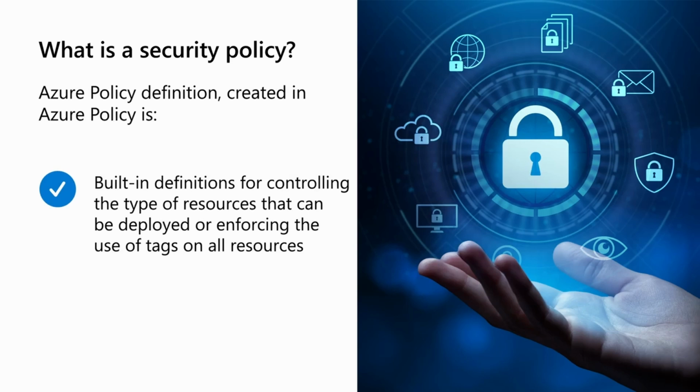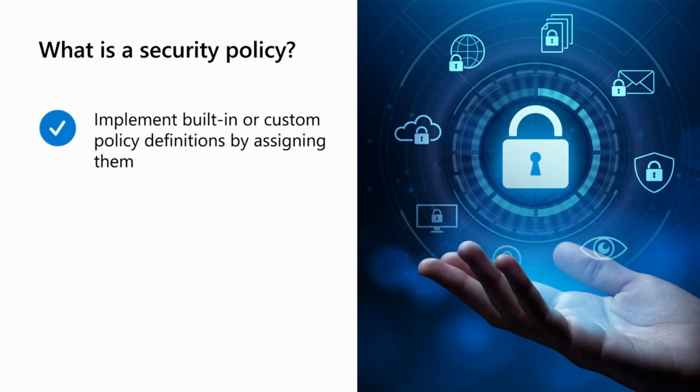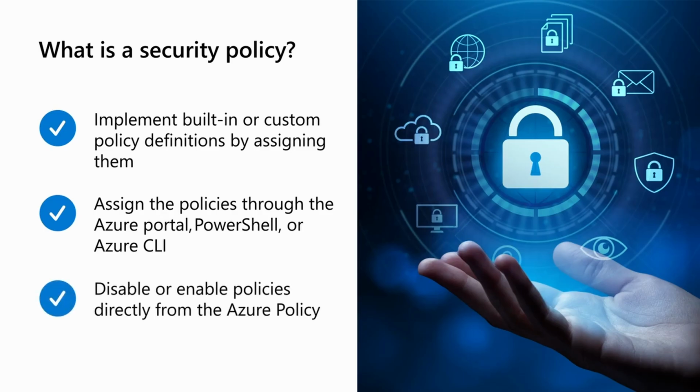Azure Policy provides some pre-built definitions for common scenarios, but you can also create your own custom policy definitions to fit your specific needs. To put these policy definitions into action, whether they're built-in or custom ones, you'll need to assign them. Assigning policies can be done using the Azure Portal, PowerShell, or Azure Command Line interface, also known as Azure CLI, so you have different options to choose from. Once assigned, you have the flexibility to enable or disable these policies directly from Azure Policy, giving you control over their enforcement.